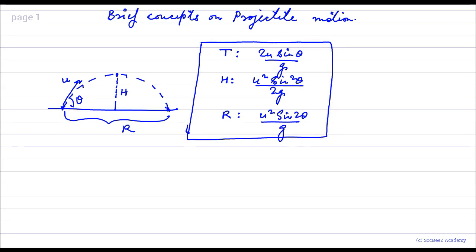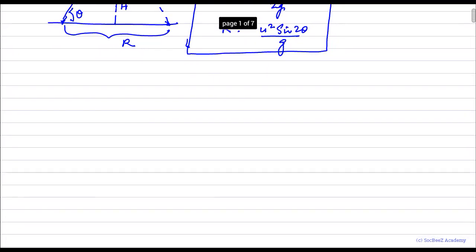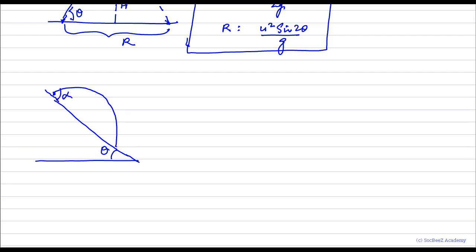Now let us deal with the case when the projectile is on an inclined plane. Let's say this is my inclined plane, and the angle of inclination of this inclined plane is theta. The projectile is fired from this point. This is, let's say, the trajectory of the projectile, and the angle which the projectile initially makes with the inclined plane is, let's say, alpha, and u be the initial velocity with which the projectile was fired.